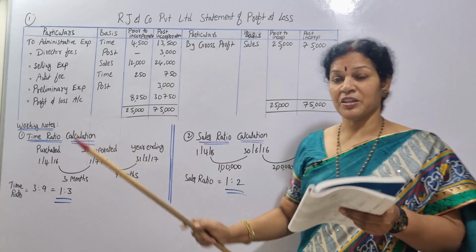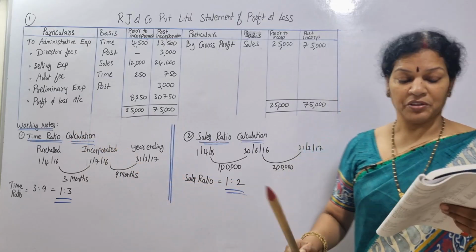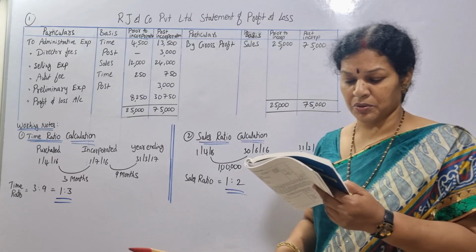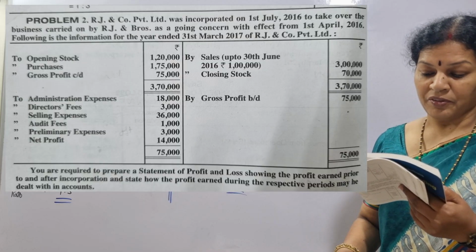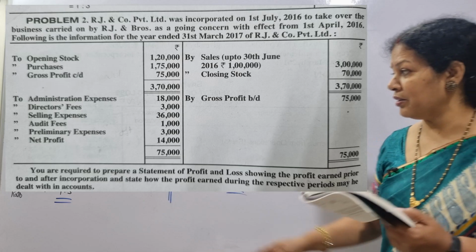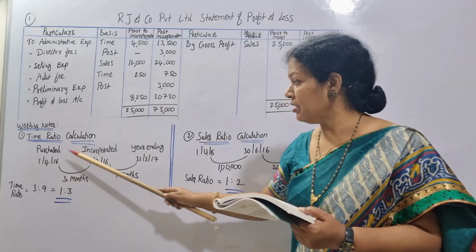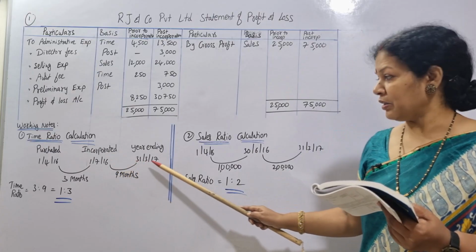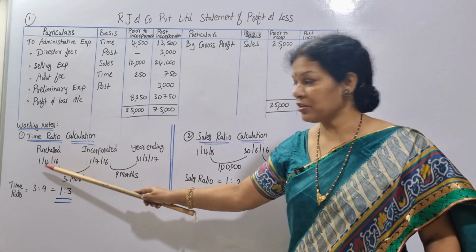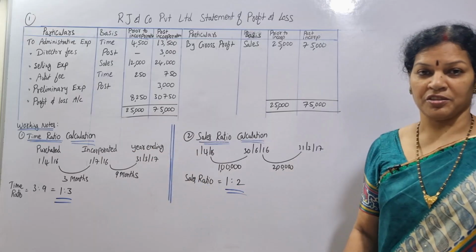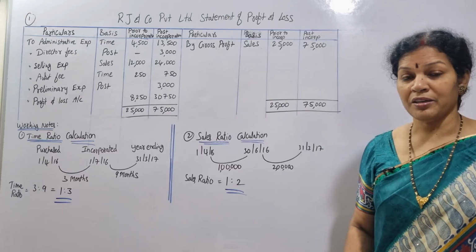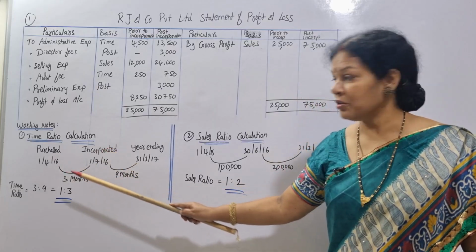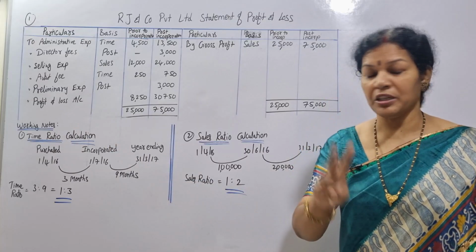So in working notes, first the time ratio calculation. If you see the problem, they purchased on 1st April 2016 but incorporated on 1st July 2016, and the year ends on 31st March. For the time basis, we have to calculate based on time only. So from purchase to incorporation, how much is this period? April, May, June, 3 months only. So 3 months.